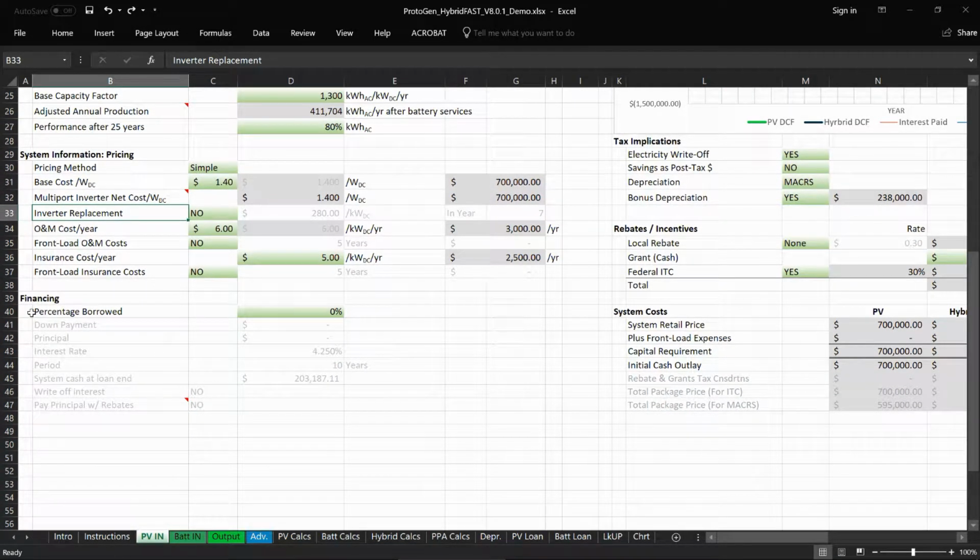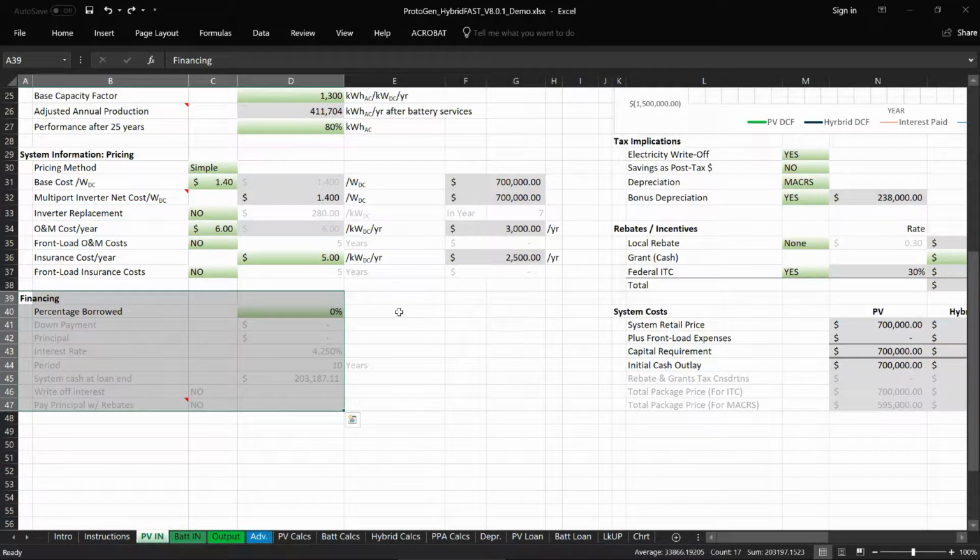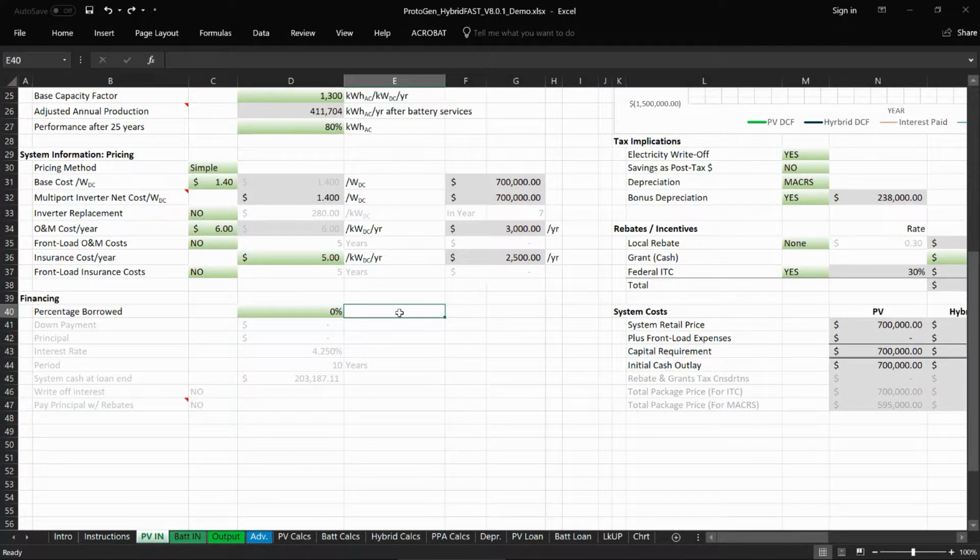Financing we'll touch on in the use case example videos, so I'm not going to go into it now, but it does exist. This is where you would enter financing information for your PV system.